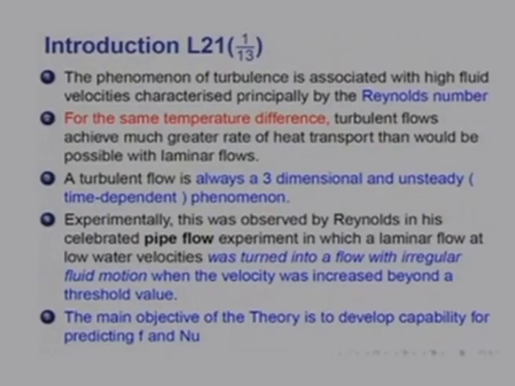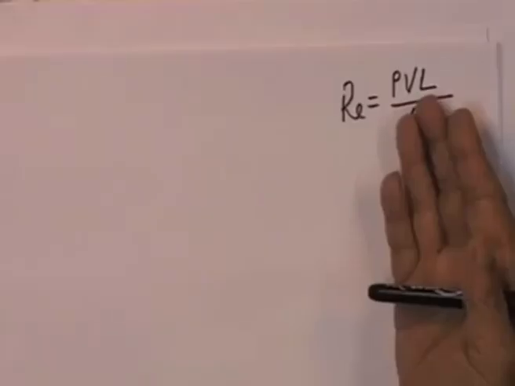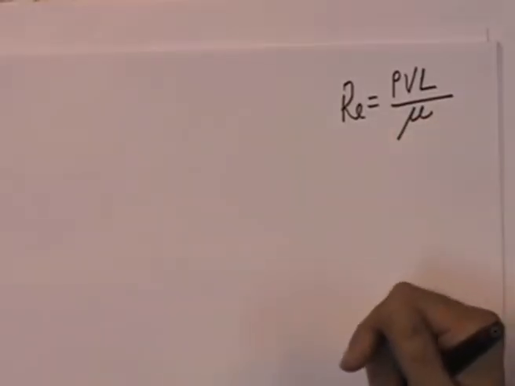So, first of all, let me start by saying that the phenomenon of turbulence is associated with high fluid velocities characterized principally by the Reynolds number. All of you will remember what the Reynolds number is. Reynolds number is equal to rho times velocity into some characteristic dimension L divided by the viscosity, and therefore, it represents the ratio of inertial forces, the numerator, and the viscous forces, the denominator.